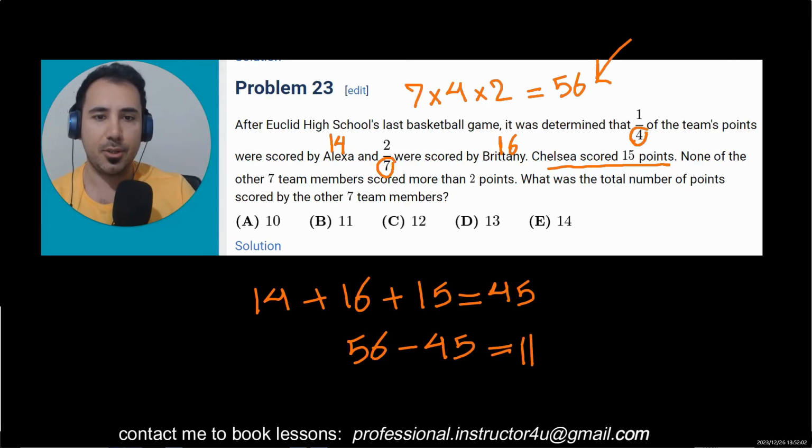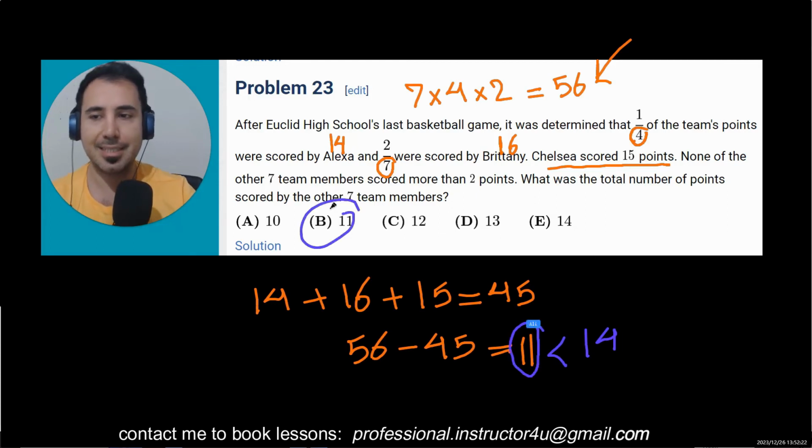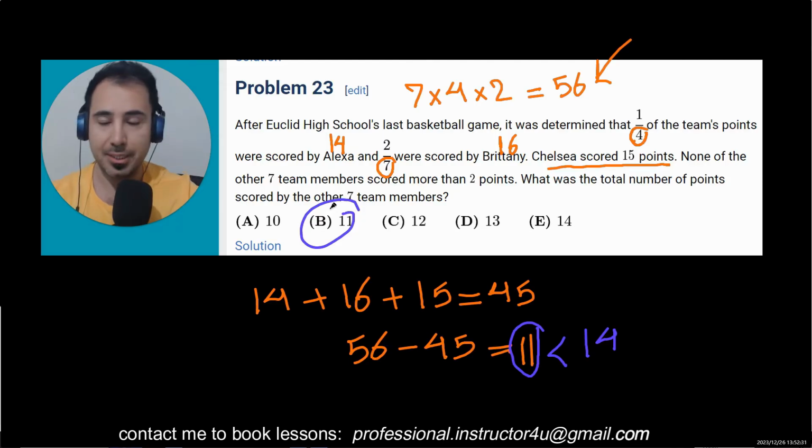Now here we had another condition. None of the other team members scored more than 2 points. We said that means it has to be smaller than 14, which it is. So we found our right answer: 11. It's as simple as that, right? Why do you want to write equations when you could do it like this? I had to explain it to you, but if I wanted to do it myself, it would take under a minute.